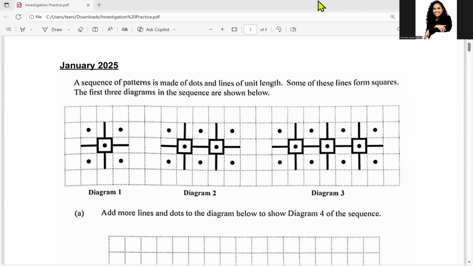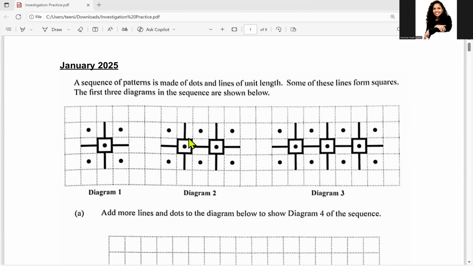Good. So it says a sequence of patterns is made of dots and lines of unit length. Some of these lines form squares. The first three diagrams in the sequence are shown below. So this is diagram one, this is diagram two, and then this is diagram three.